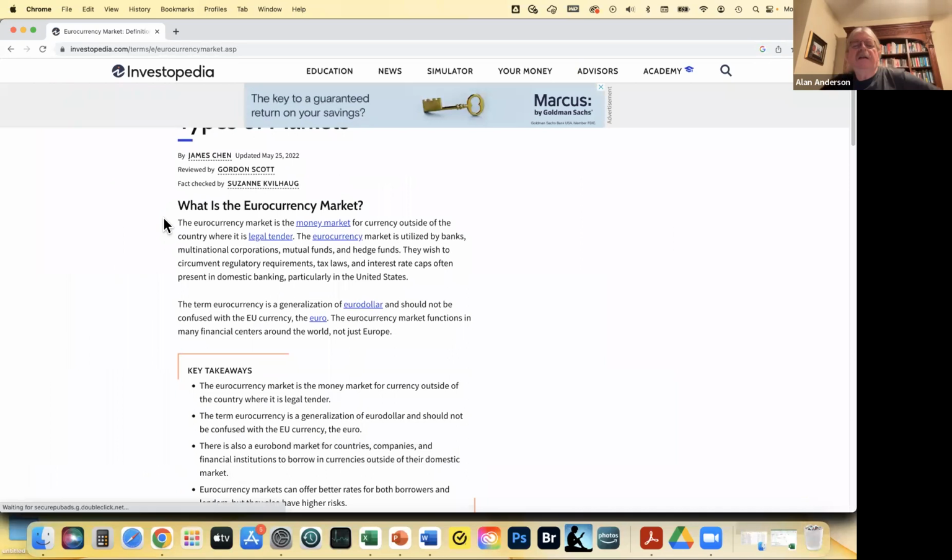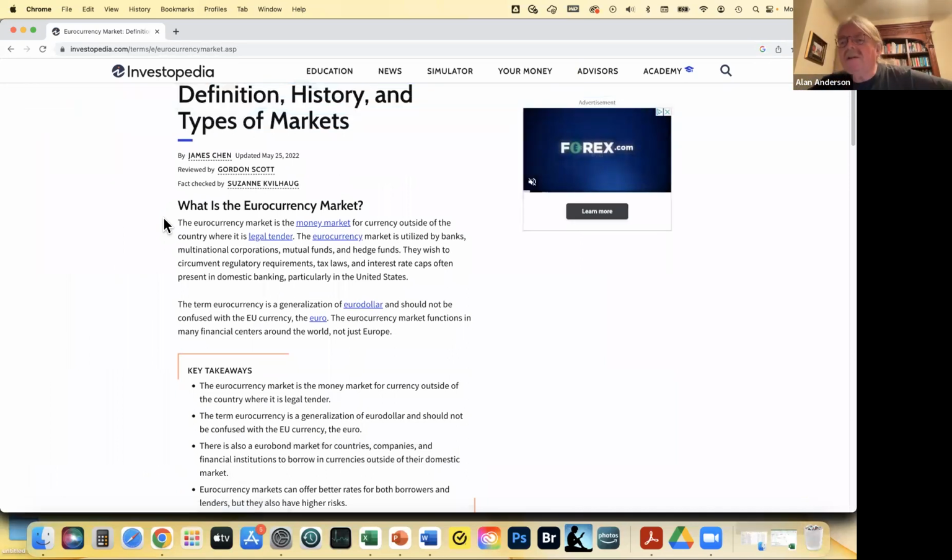So it's the money market. Now, money market means that these are short-term deposits, okay? Like 3 months, let's say. And this is currency held outside the country where it is legal tender. It is used by banks, multinationals, mutual funds, etc. They are designed to help us get around domestic regulations, maybe taxes, and also maybe earn a little more interest this way.